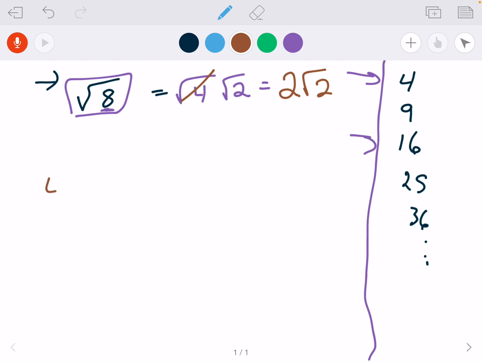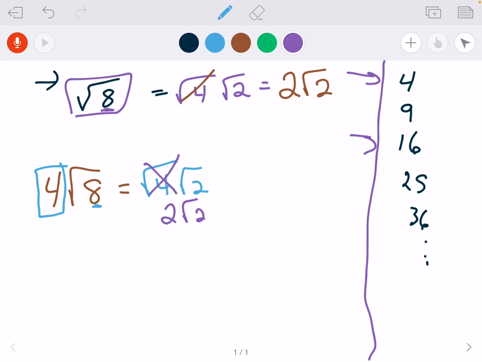But what if I have something like 4 radical 8? I want to remind you how to do this. So what I'm gonna do is I'm gonna kind of box in this 4 right now. I'm gonna kind of ignore that and just deal with my radical 8. We said above that this perfect square is 4 times 2 gives me radical 8. So this is really 2 radical 2.